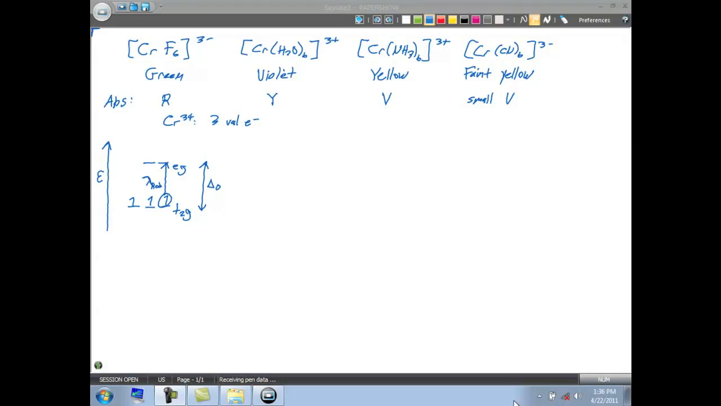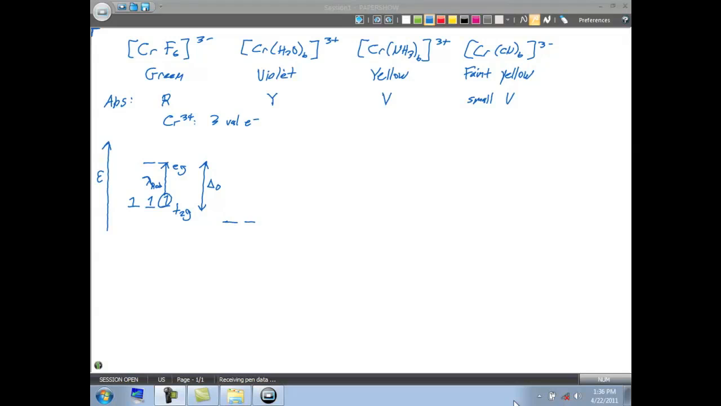So the question then becomes, if I have fluoride as a ligand, and I synthesize this chromium complex and replace those fluoride ligands with, say, water ligands, we have something that's a violet color, which is going to have an absorbance corresponding to a yellow wavelength. So that absorption energy has to be greater because a yellow wavelength is going to be greater in energy than a red wavelength.